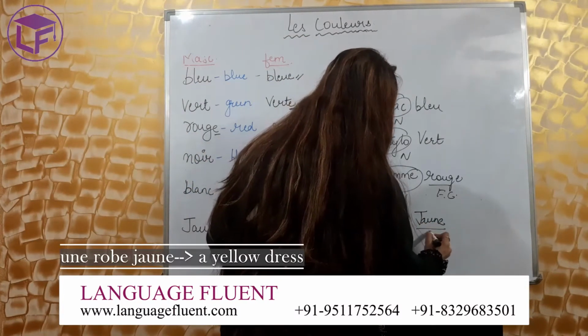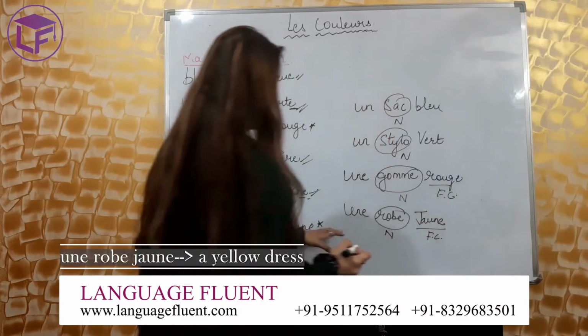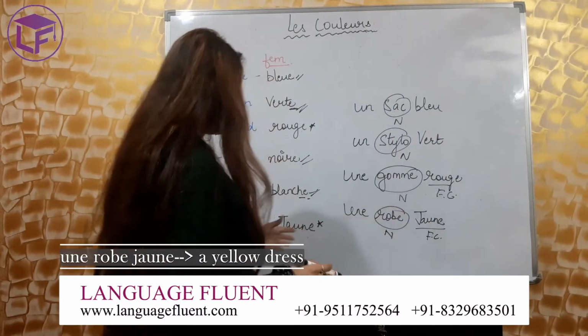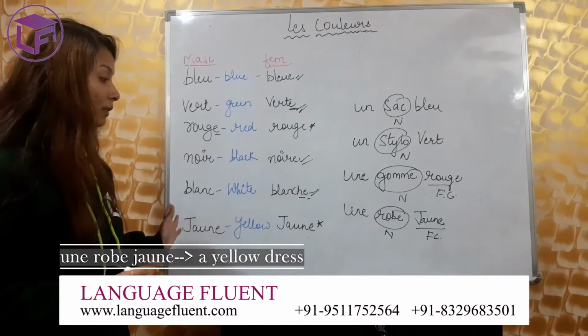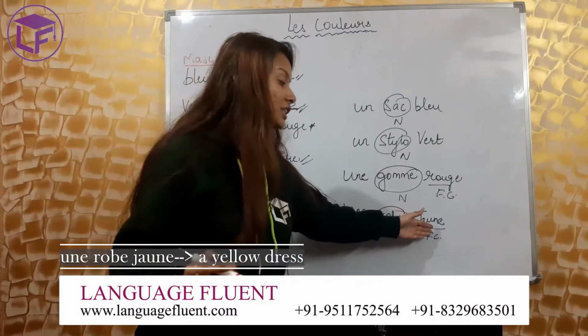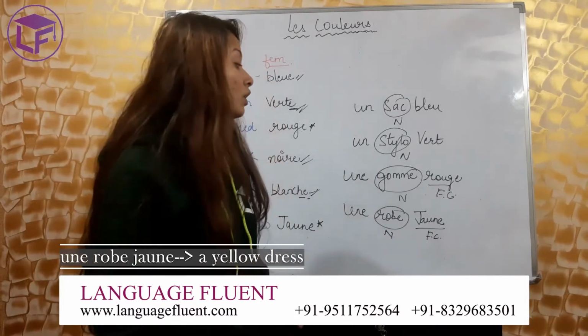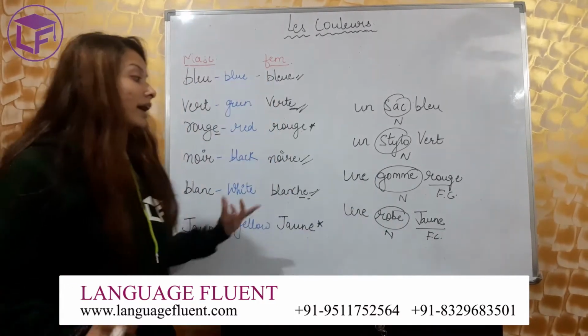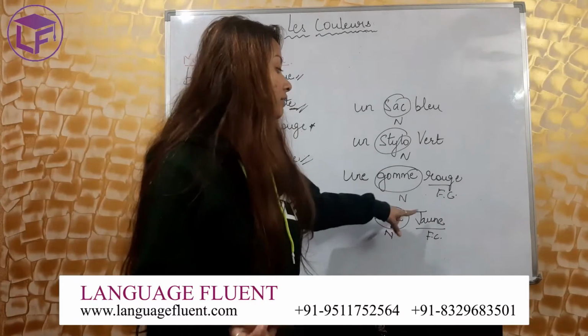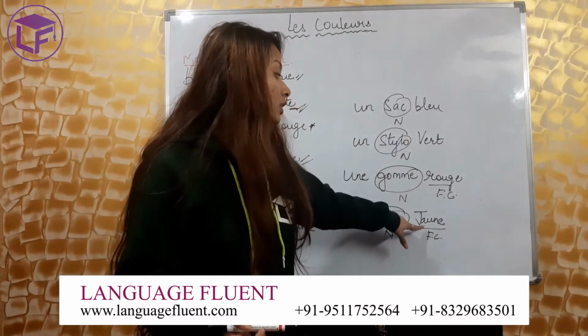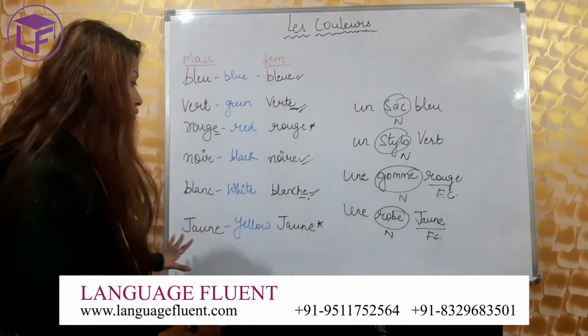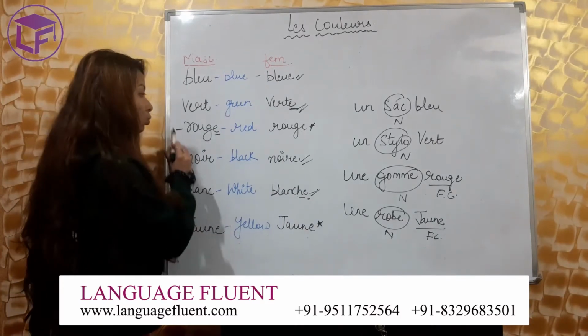Jaune. Feminine color, because we have a feminine. There is nothing very complicated here, nothing changed here in the case of jaune. If there is a masculine noun, we write jaune, and if we have a feminine noun, we use the color jaune as it is, because there are no changes in the jaune case and in the rouge case.